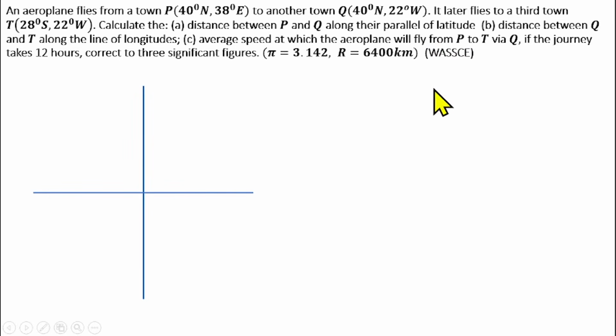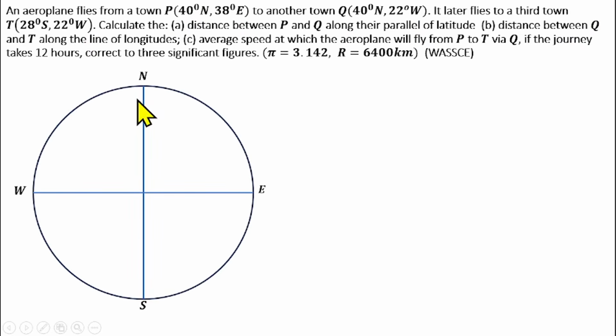This is also a WAEC question that we are solving. So we have been given the geographical location of the 3 points. So this is a direct question. It's not like an indirect question like we have seen before. All right. So let's draw a circle to represent the Earth's surface.